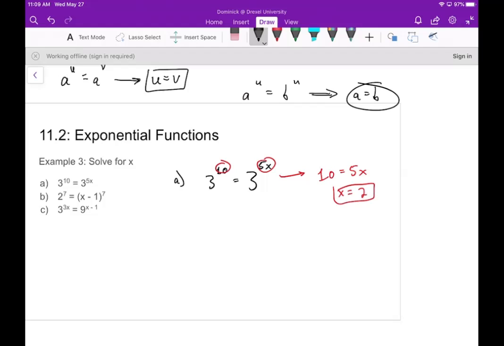In part B, we have that 2 to the 7th is equal to (x minus 1) to the 7th. Now, since both of those exponents are equal, that means that these two things have to be equal. So that means that 2 is equal to x minus 1. So once we add 1, we're going to get that x is equal to 3.